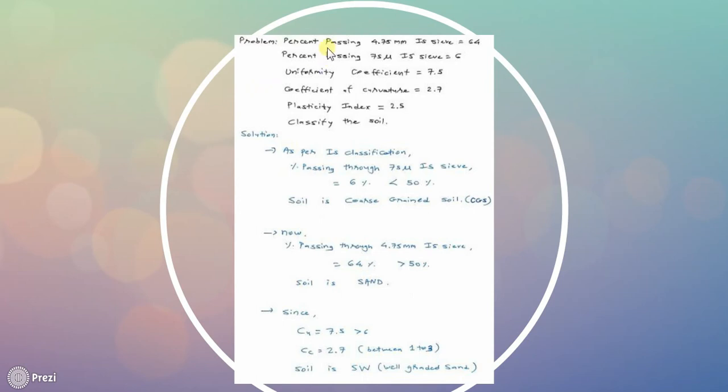The problem statement is: percentage passing through 4.75 mm IS sieve is 64, percentage passing through 75 micron IS sieve is 6. Uniformity coefficient is 7.5, coefficient of curvature Cc is 2.7, plasticity index is given as 2.5. Let's classify the soil. As per IS classification, percentage passing through 75 micron IS sieve is 6%. It is lesser than 50%.